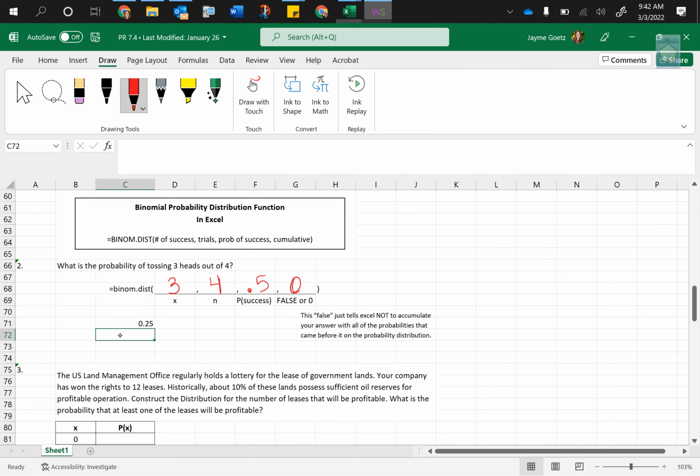Now I'm going to make a note here just to remind myself that if I put true, or 1, then what it's going to do is give me the probability of 1 plus the probability of 2 plus the probability of 3. Okay? It's going to give me everything else below it. That just kind of helps me remember what's going on.